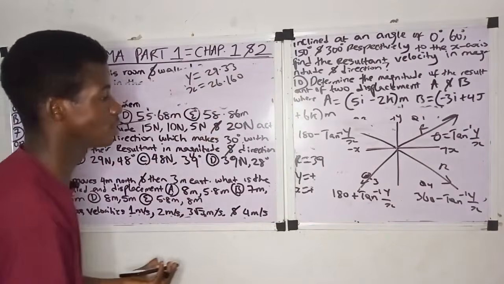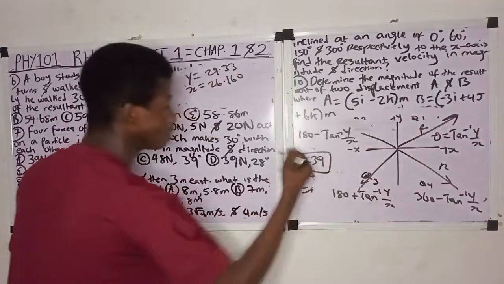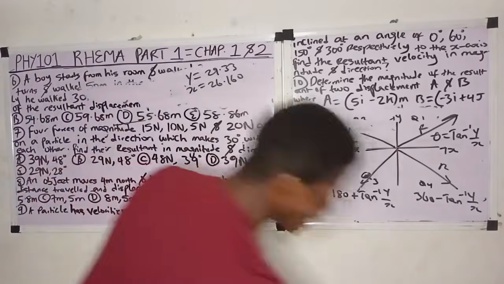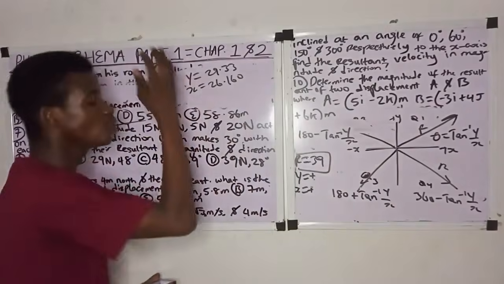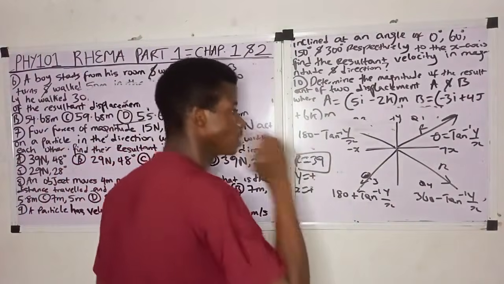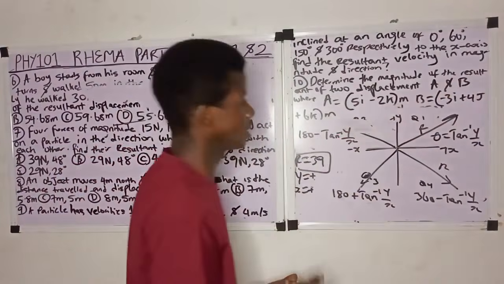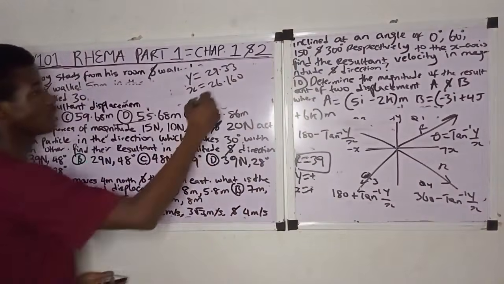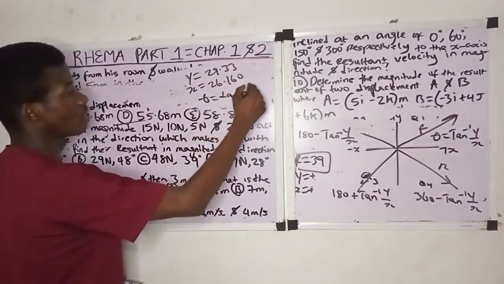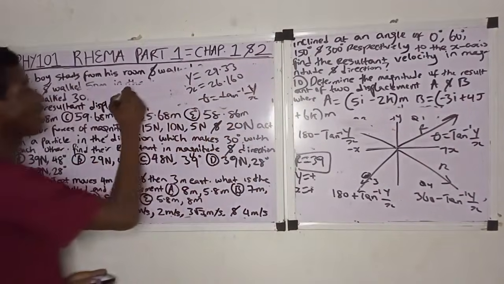So we want to look for the angle of the resultant. The magnitude of the resultant is 39. Now I want to get the angle. So since y and x are positive, it lies in the first quadrant. The resultant lies in the first quadrant. To look for the direction of the resultant, theta is equal to inverse tan y over x, right? Yes, what is our y?